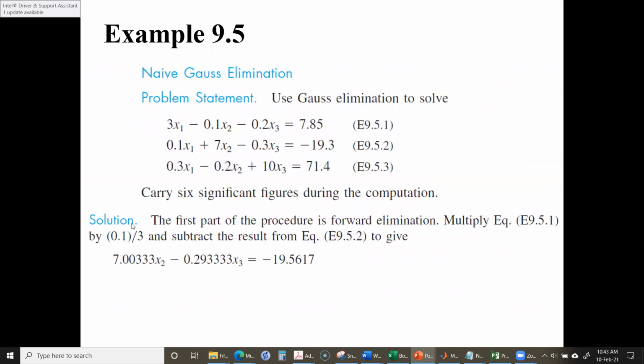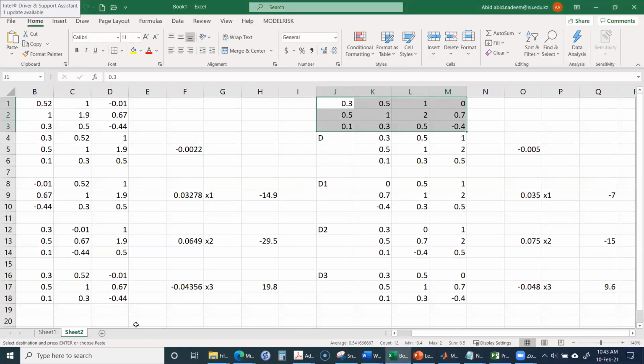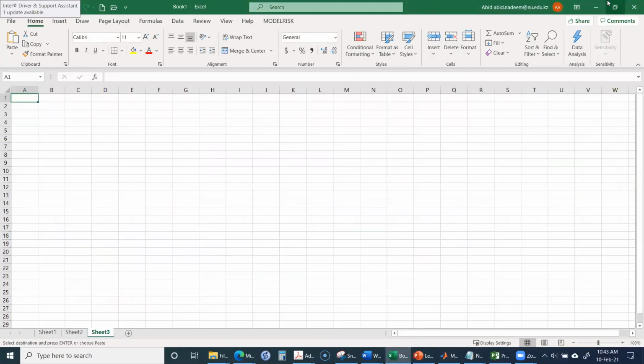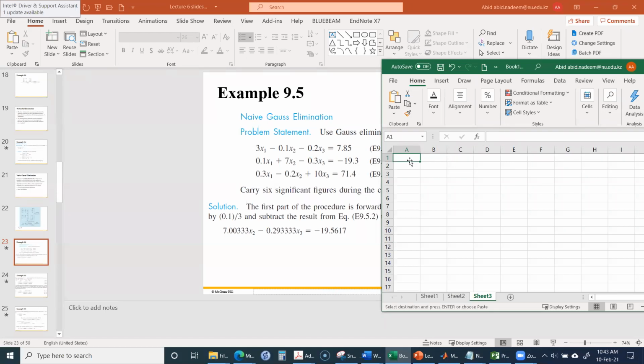Maybe it is better to do it hands-on. So let's try it on Excel. Although it's very simple to do, let's try it on Excel. Here we have x1, x2, x3, and then we have the b coefficients.